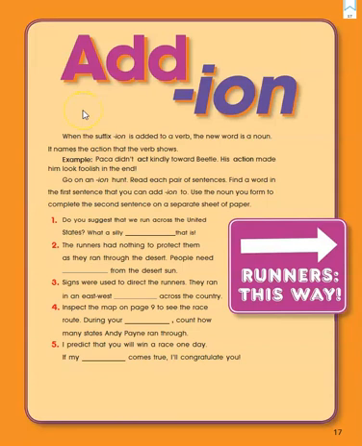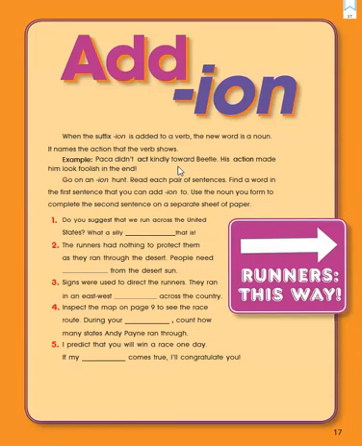Hi, third graders. This is our vocabulary lesson for the week, and it's all about adding ION to the end of a word. So when we add this suffix ION to a verb, we get a noun. So this names the action that the verb shows. Let's look at an example.